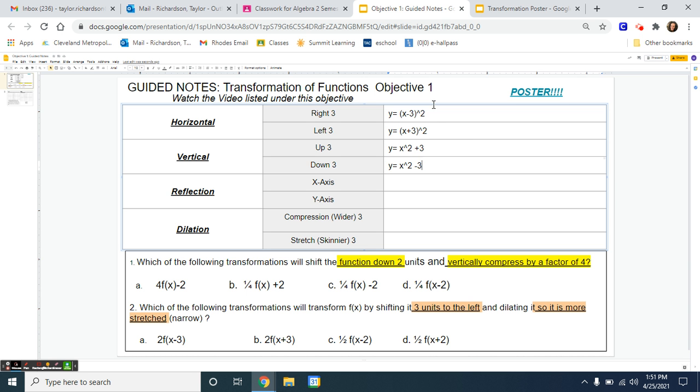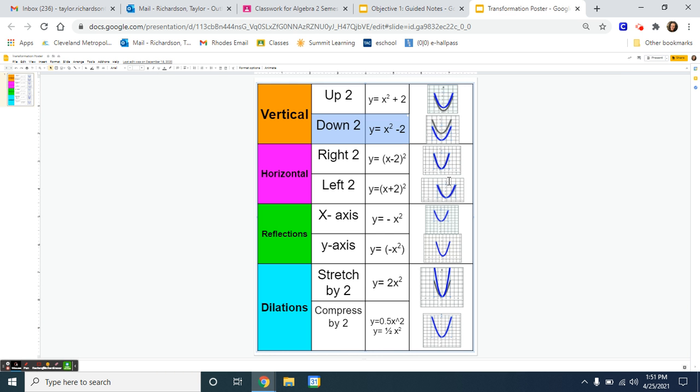Next, the last 2. The first 2, horizontal and vertical, are pretty straightforward, because you're really either using parentheses or not. Reflections and dilations get a little bit weirder, but a reflection, and hopefully you've taken geometry and at least heard the word reflection, is when it gets flipped, as you can see on our poster. Either it gets flipped up and down or it gets flipped left and right, okay?